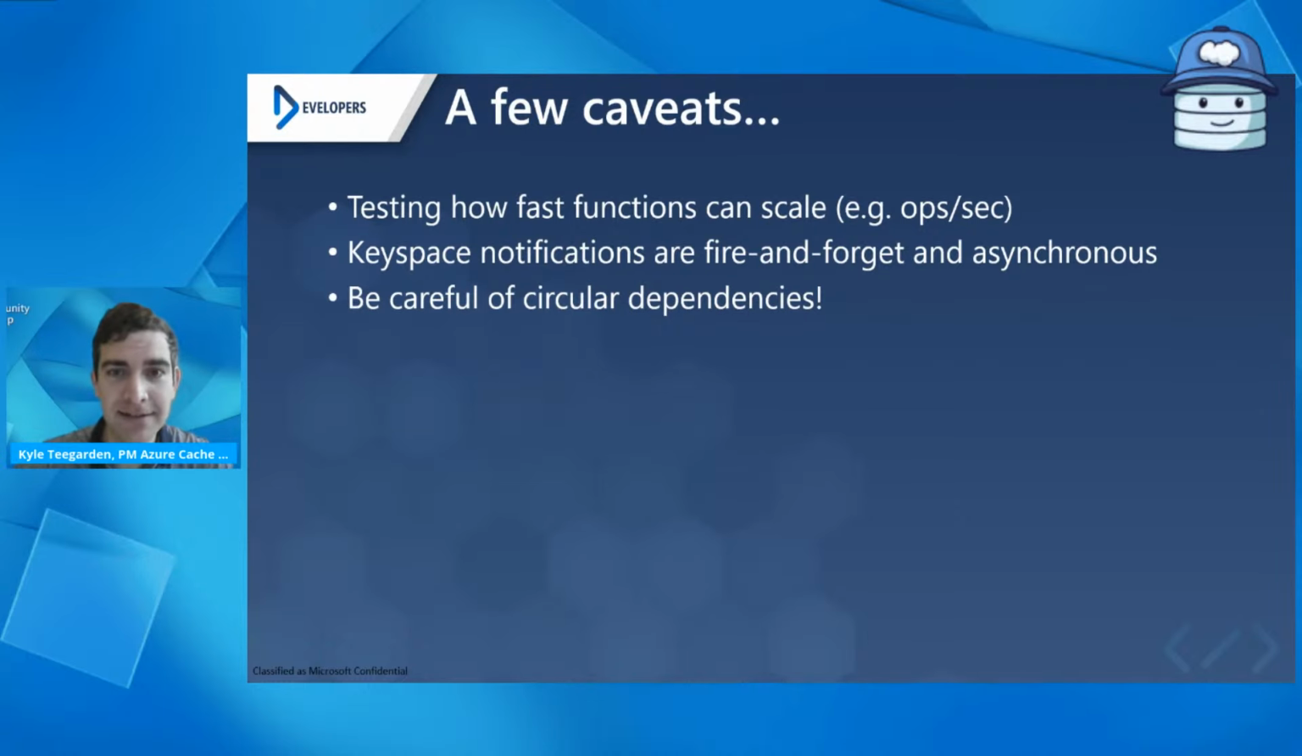And then the last thing is kind of a fun one. Be careful of circular dependencies. I ran into this problem building some demos. You can actually get an infinite loop where your function is triggered on a new value in the cache, and then the function writes a new value in the cache, which then triggers your function, which then writes a new value, and so on and so forth. So just be careful about that and put some guardrails in there so you don't get into an infinite loop of functions triggering.